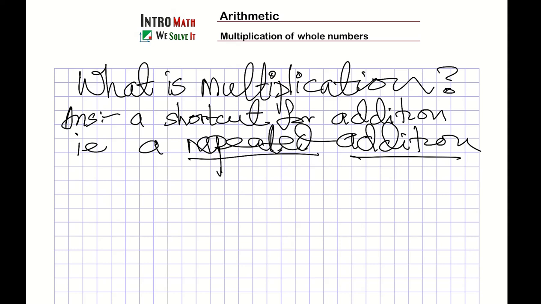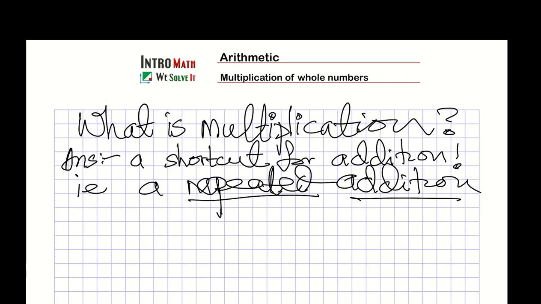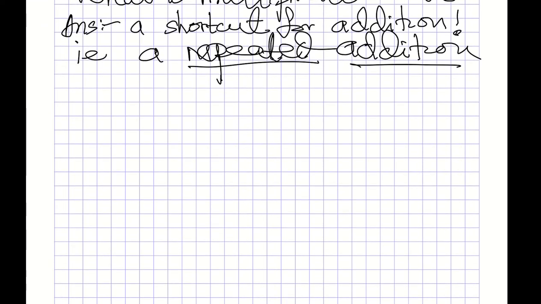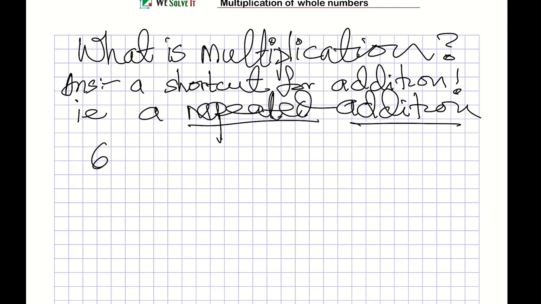Anyway, so let's continue with multiplication. What is multiplication? Now we're dealing with multiplication of whole numbers. Multiplication is a shortcut for addition, right? What does that mean? Multiplication is a repeated addition process. Let me give you an example to explain what I'm talking about.